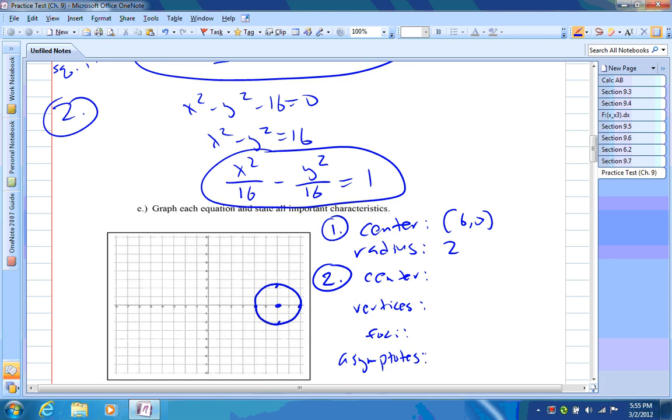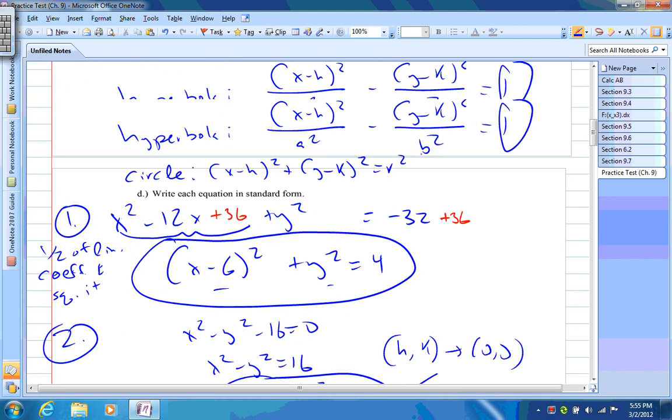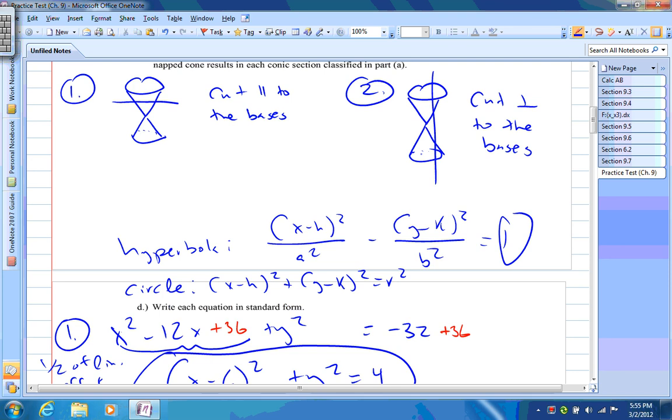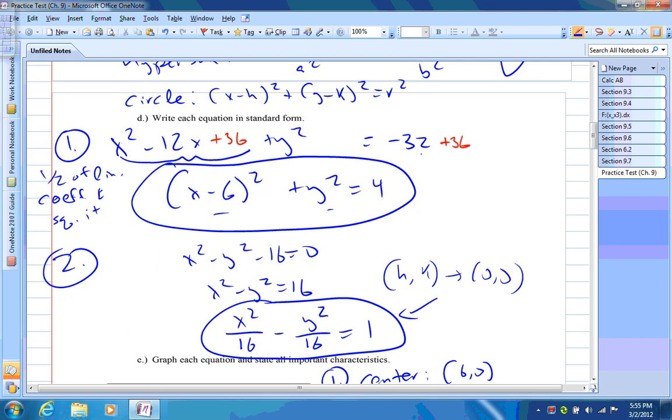So obviously from part A, we know what conic sections we have, so now we find the important characteristics for it. The center obviously is at 6, 0. I'm sorry, 0, 0. That was for the circle. The center for the hyperbola is at 0, 0 because I don't see an H or K. H comma K is 0, 0 because again, nothing's being subtracted from x or y for the hyperbola.